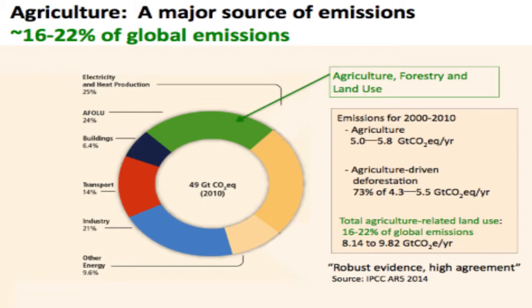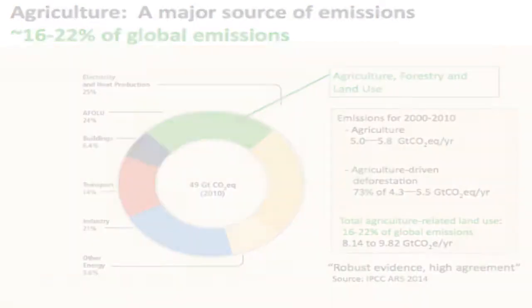The agriculturally driven deforestation is a fairly large part of that, but direct agricultural emissions aren't insignificant. And usually when we're talking about direct agricultural emissions, it's methane and nitrous oxide. In terms of carbon dioxide, agriculture can be a net sink for greenhouse gases.